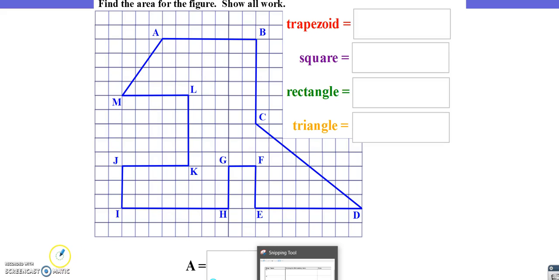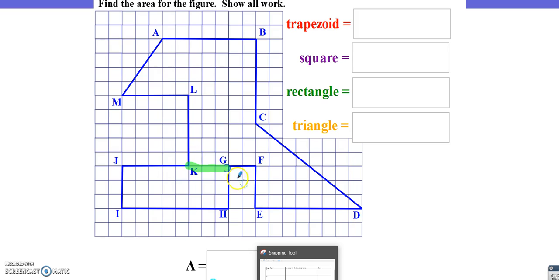We are going to use that same composite shape, but this time instead of determining the perimeter, we are going to calculate the area. Now the problem is asking us to cut this shape into a trapezoid, a square, a rectangle, and a triangle. This is not one of our basic shapes, so we have to cut it into things that we have easy formulas for.